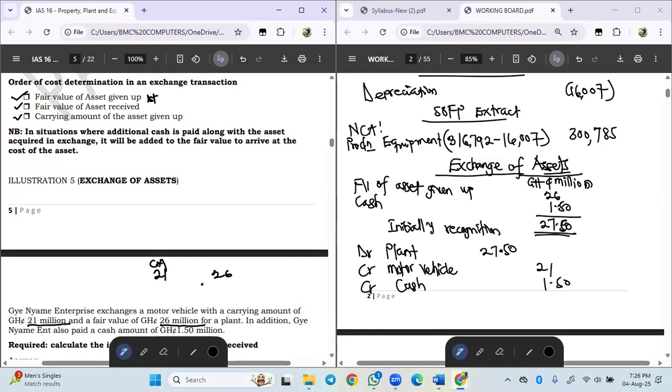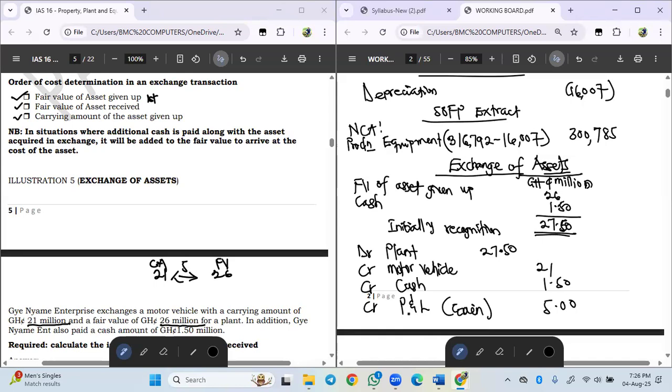But the fair value says what? 26 million. So this is the fair value. So the difference is what? 5 million. And that 5 million will be termed as what? Fair valuation gain. So this fair valuation gain will be credited to the P&L. So you credit this to the P&L account. Okay, so this one will be gain. So if you add 21 plus 5 plus 1.5, you are going to get the 27.5.